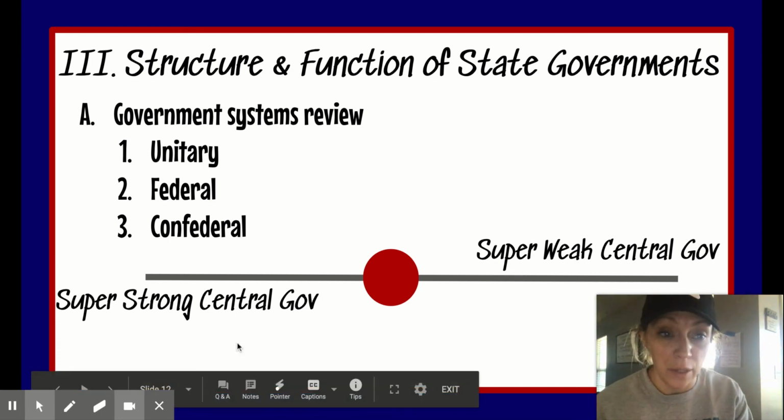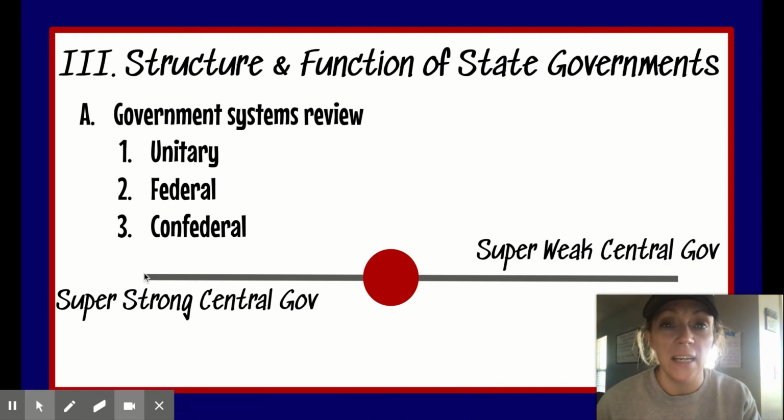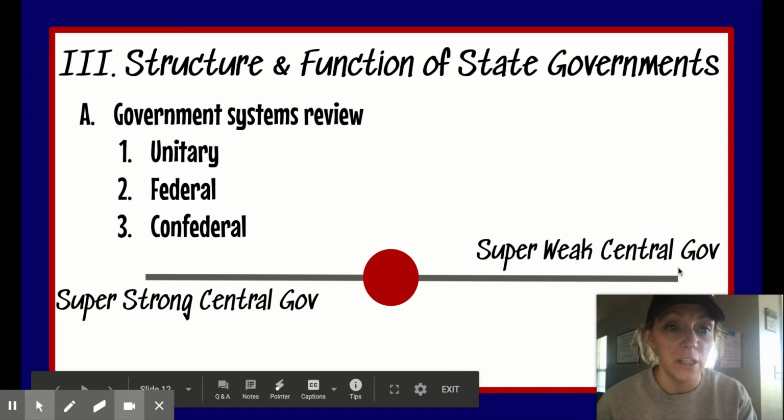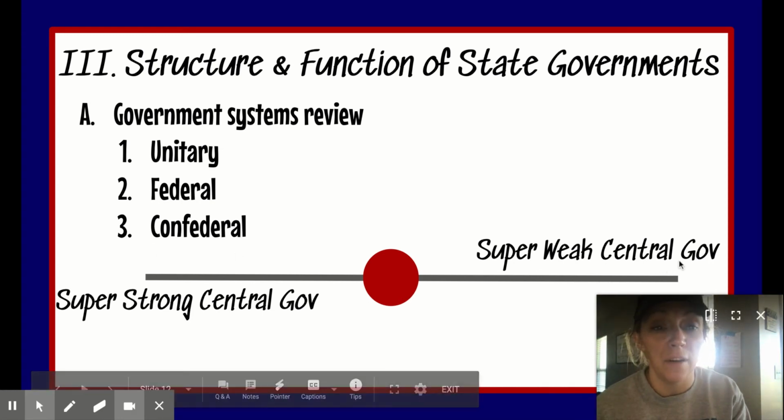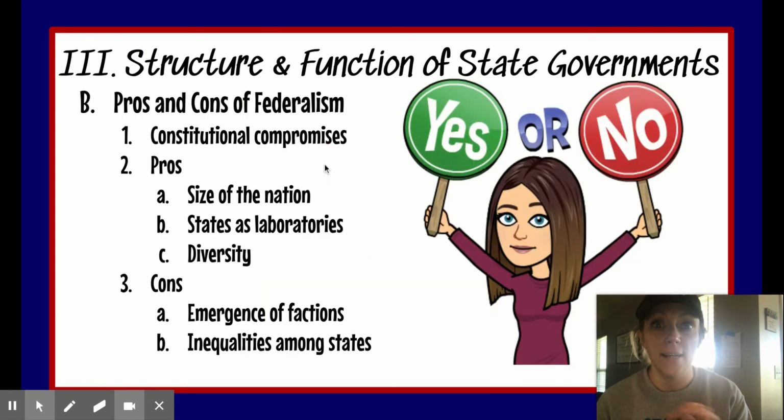So I drew this on the board earlier in the year. Here, the red dot in the middle represents federalism, okay? Over here to the left, we see this represents a unitary system. And over here to the right is a confederal system. So as Americans, we have had all three of these things. Woo, go us. All right, so now some pros and cons of federalism.